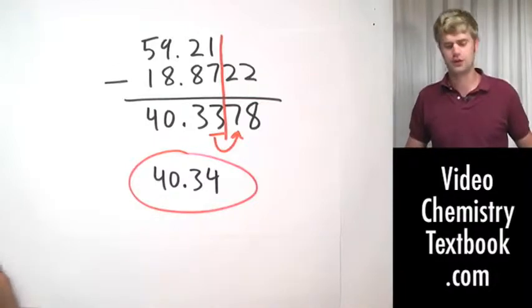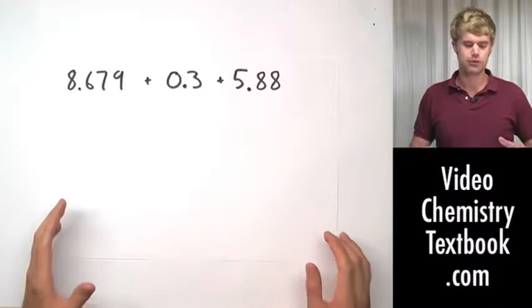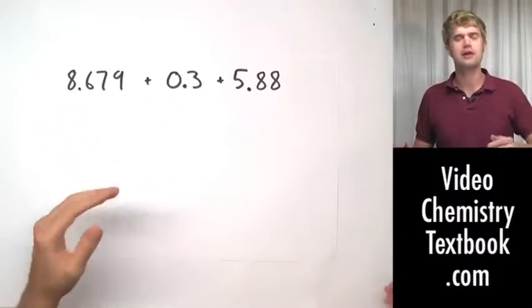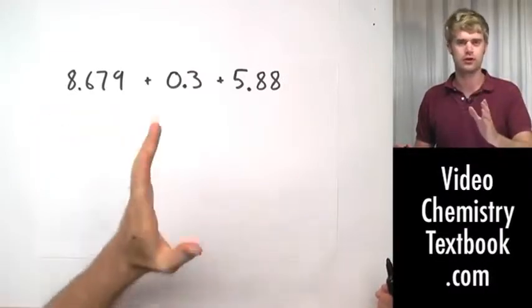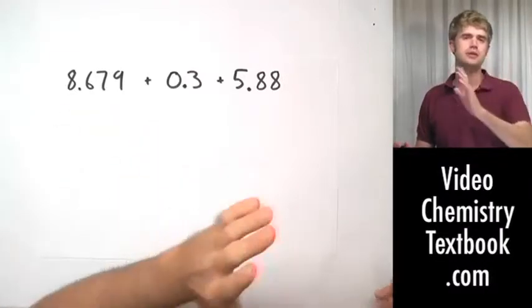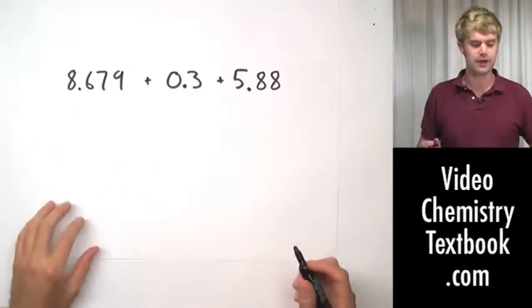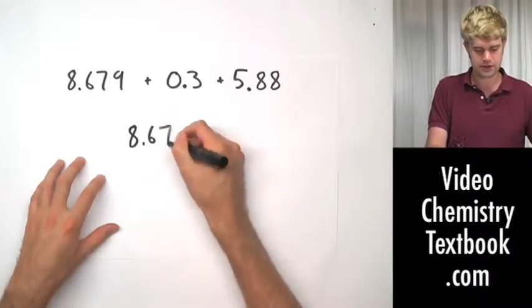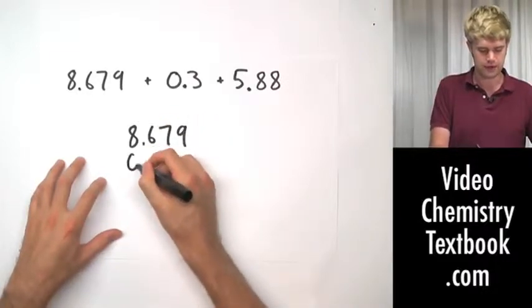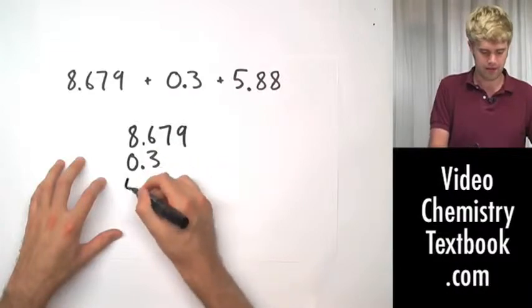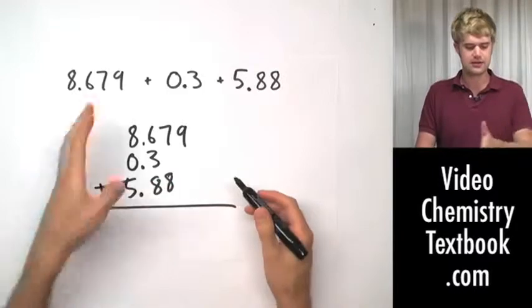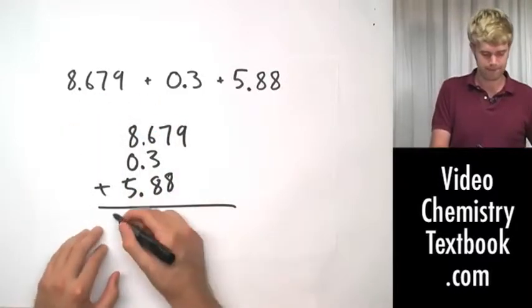I'm only going to do one more example because I think this is probably making a lot of sense. Sometimes addition and subtraction problems are written like this, horizontally. When I'm given a problem like this, I find it easier to stack the numbers up vertically on top of each other, just so I can see how the decimal places relate to each other. So what I mean is this. I'll take 8.679 and 0.3 and 5.88 and stack these up vertically like this, okay?